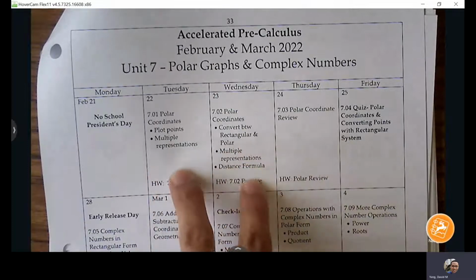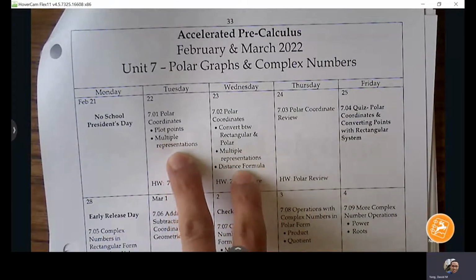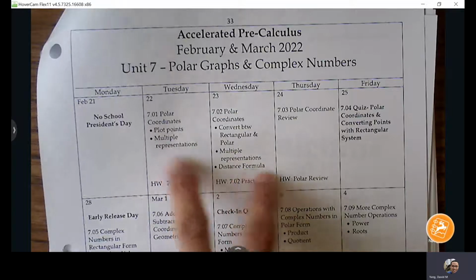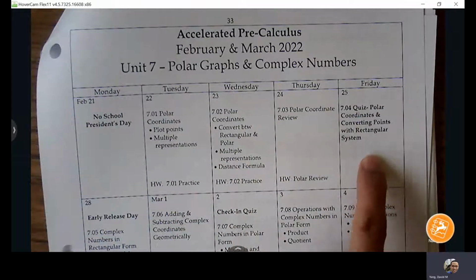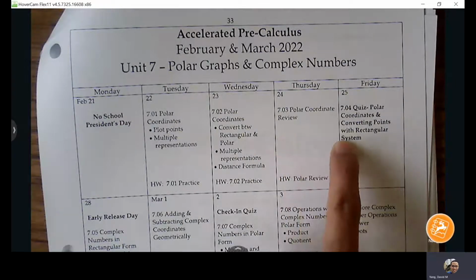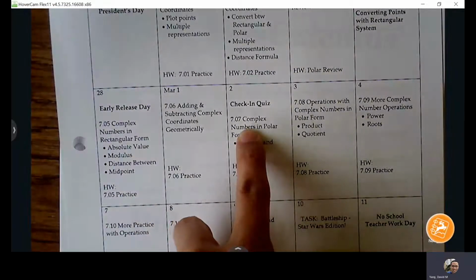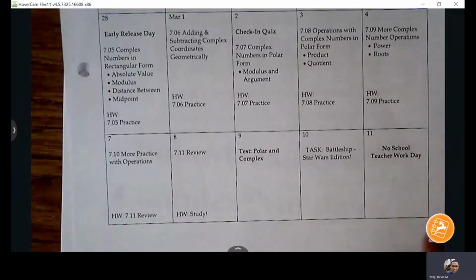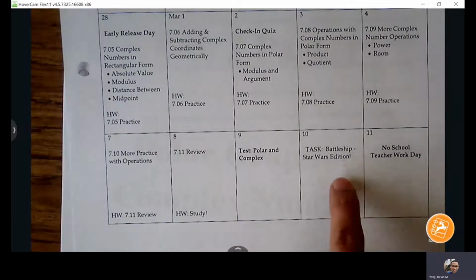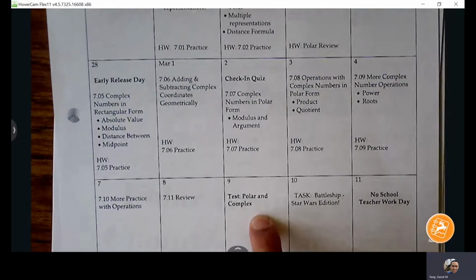I really think that today and tomorrow's topic is not a whole lot, but that's why we're going to have a short quiz just over the material that we're going to cover today and tomorrow. We'll have Thursday to review, and then a Friday quiz. Okay. Next week we'll have a check-in quiz Wednesday, and then the following week we'll have a test on this unit. Okay.